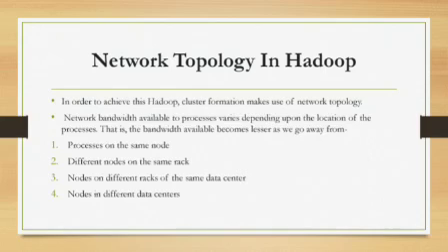Network bandwidth available to a process varies depending upon the location of the process. That is, the bandwidth available becomes lesser as we go away from: a process on the same node, different nodes on the same rack, nodes on different racks of the same data center, nodes in different data centers. Okay, these are the Hadoop Common or common utilities.